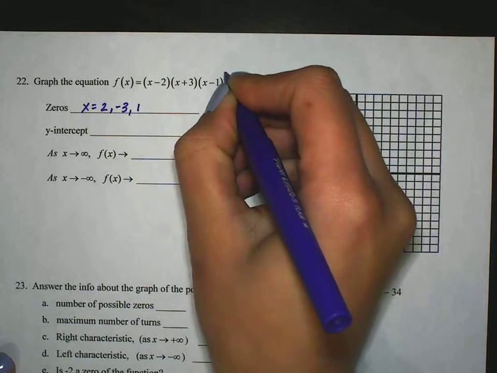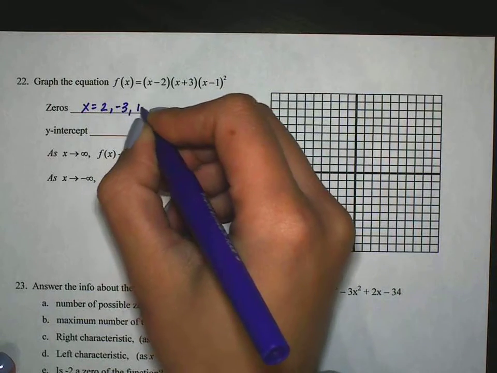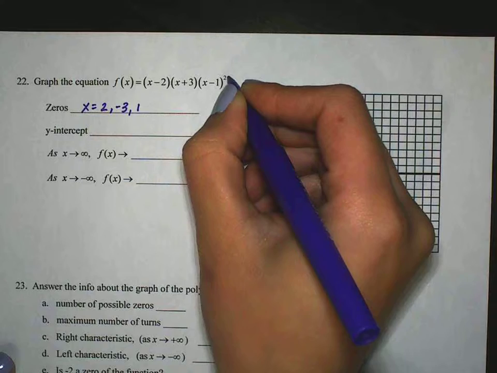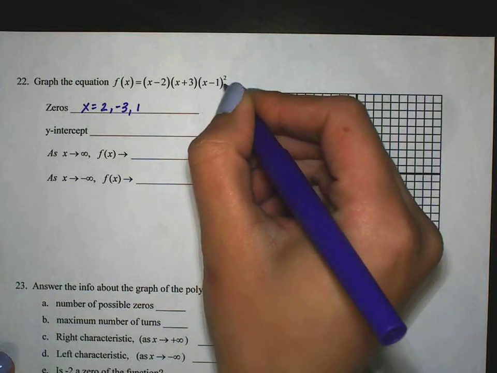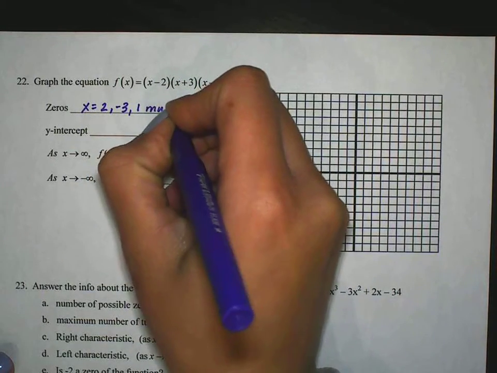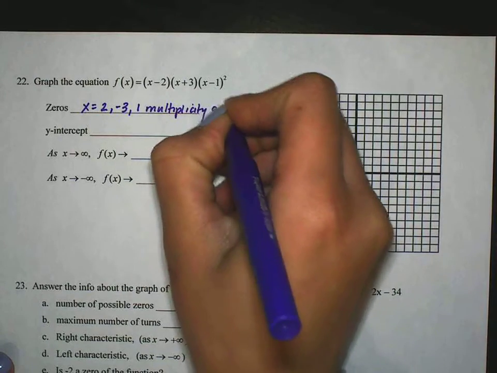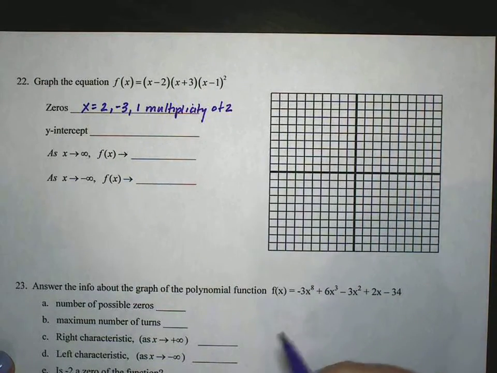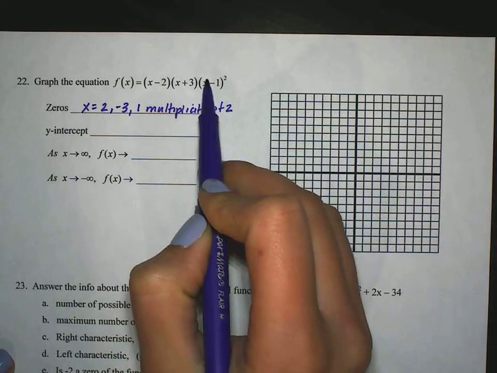The key thing about this 0, x minus 1, so x equals +1, it has a multiplicity of 2. That means 1 is an answer twice. Okay, so put multiplicity of 2. Okay. Y-intercept. You can easily get your y-intercept by just plugging in 0 for x.